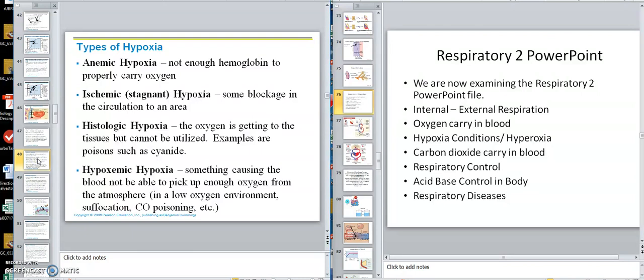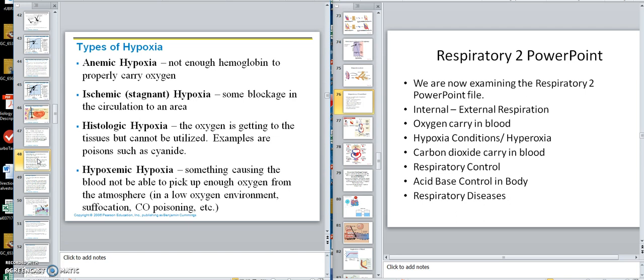Here's some types of hypoxia. Here's some reasons for the tissues to have low oxygen. One is anemic hypoxia, which is very obvious. Not enough hemoglobin to properly carry the oxygen. Another one is ischemic hypoxia. Remember, ischemia is when there's a blockage, decreased blood supply. Another one is histologic. The oxygen is getting to the tissues but cannot be utilized. Examples are poisons such as cyanide, which uncouples the electron transport chain from the Krebs cycle.